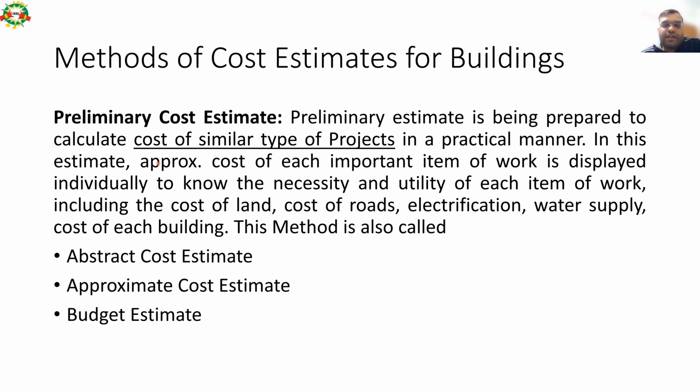So the keywords in this method are cost of similar type of projects. Here, as a valuer, we estimate a building by calculating the cost of similar types of projects. And this 1 mark question can also come: this method is also called by other names, which are abstract cost method, approximate cost estimate, and budget estimate.